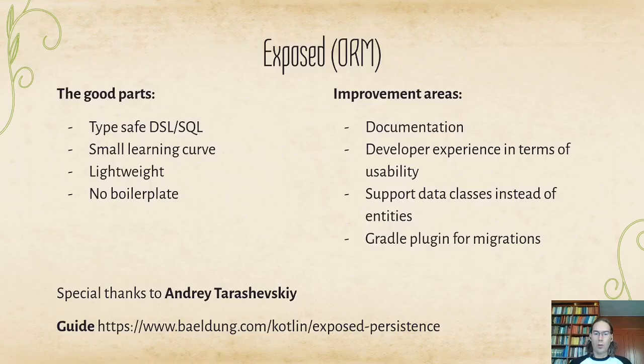The good parts of Kotlin Exposed are that it's type safe, it has a small learning curve, it's lightweight, and there is no boilerplate as we saw in the code sample. The improvement areas are documentation, developer experience in terms of usability, support of data classes instead of entities, and a Gradle plugin for migrations. I would like to thank Andrei Tarashensky, the main maintainer of the project. And also there is a very good link to Baeldung, where you can learn more about persistence.